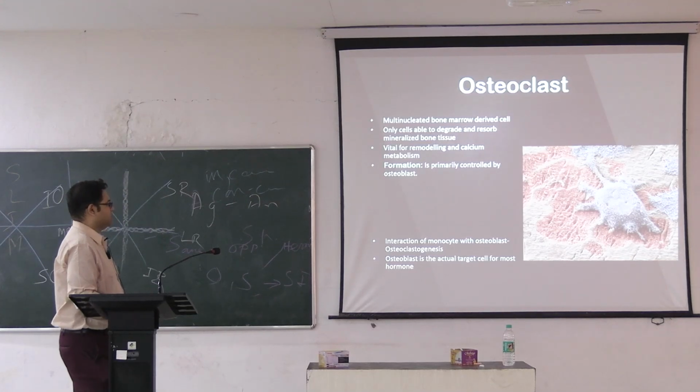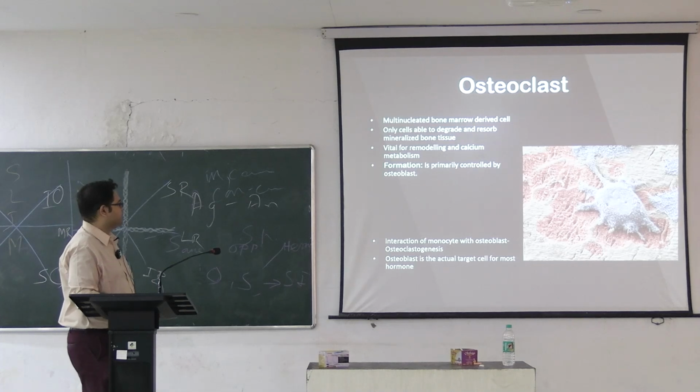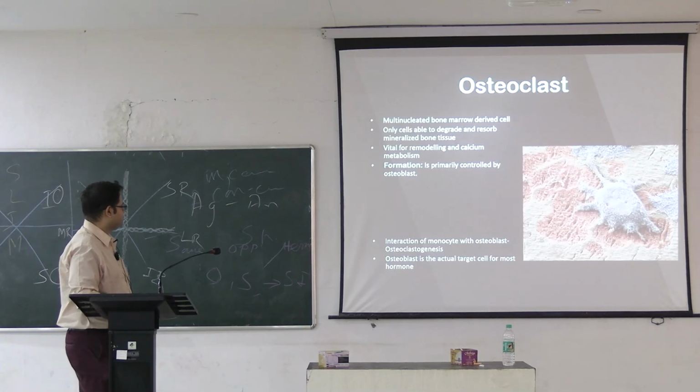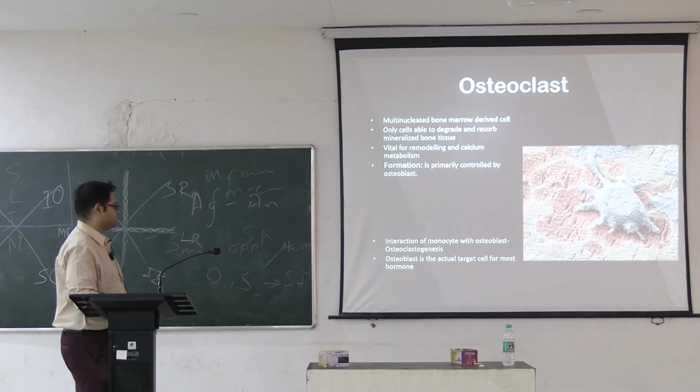Now coming to the osteoclast, which is the other kind of cell along with an osteocyte. It's a multinucleated bone marrow derived cell. It's the only cell which is able to degrade and resorb mineralized bone tissue. So now we are coming to the resorption of the mineralized component of bone tissue. It is vital for remodeling and calcium metabolism, and its formation is primarily controlled by an osteoblast. The interaction of a monocyte with an osteoblast leads to osteoclastogenesis.